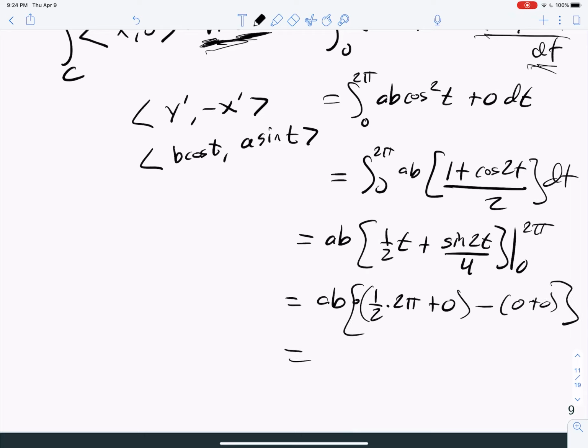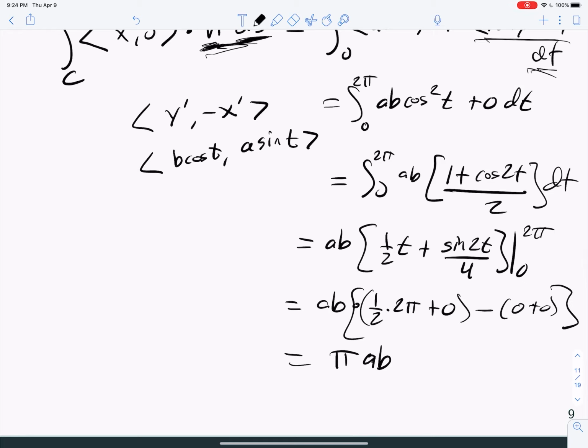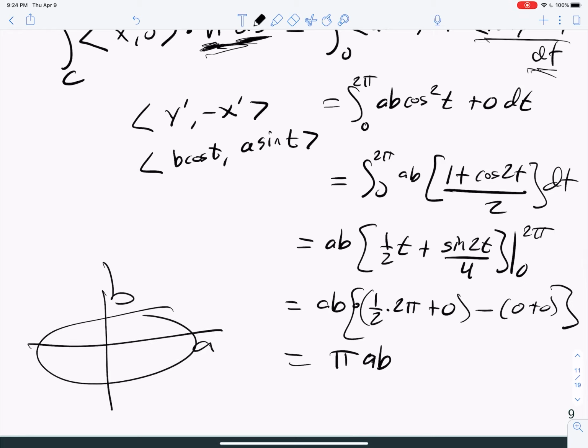And that's going to simplify out to be pi ab. So there you go. The area of an ellipse with a and b as your sort of radiuses or whatever is pi ab. And if a and b are r, then you get pi r squared, the regular area formula for a circle. So an elliptical formula is pi ab.